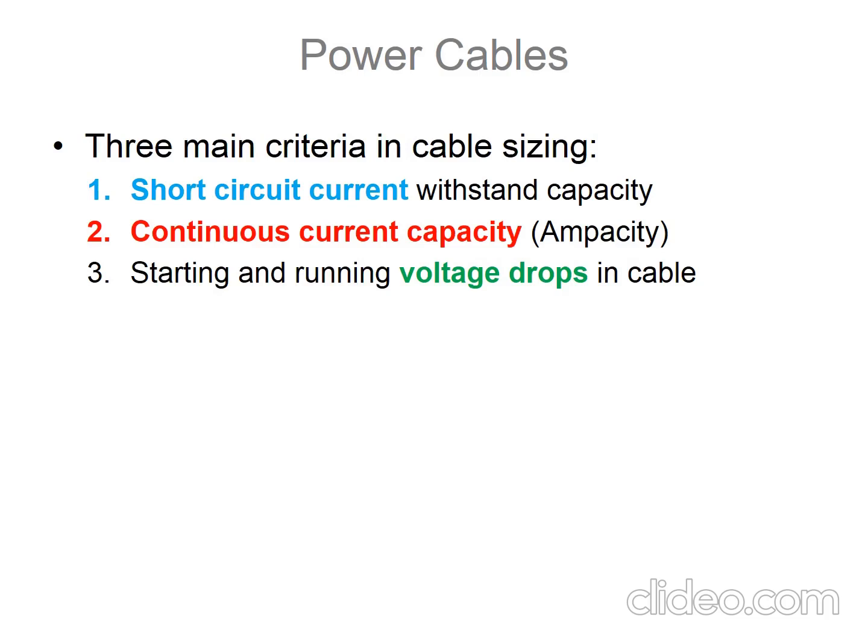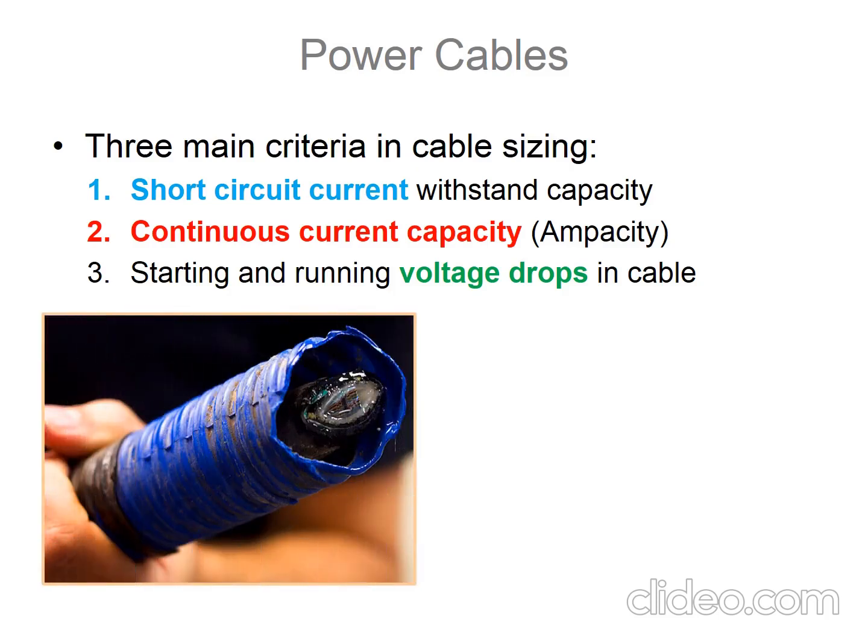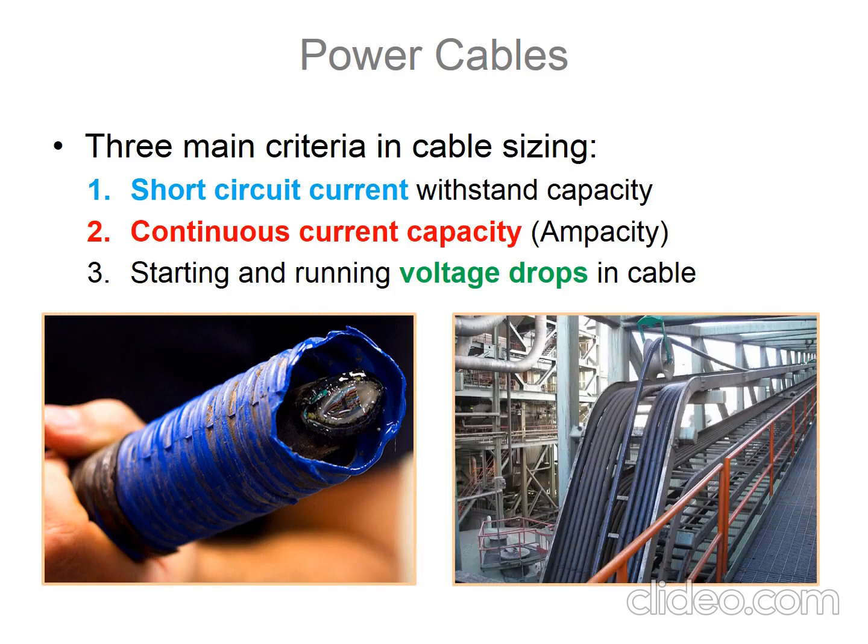There are three main criteria in cable sizing. The first one is short circuit current. The second one is the continuous current capacity, or we call it ampacity, and the third one is starting and running voltage drop in cables. This is the structure of cables when a fault occurs. You can see here how the cable is laid in the industrial setting.